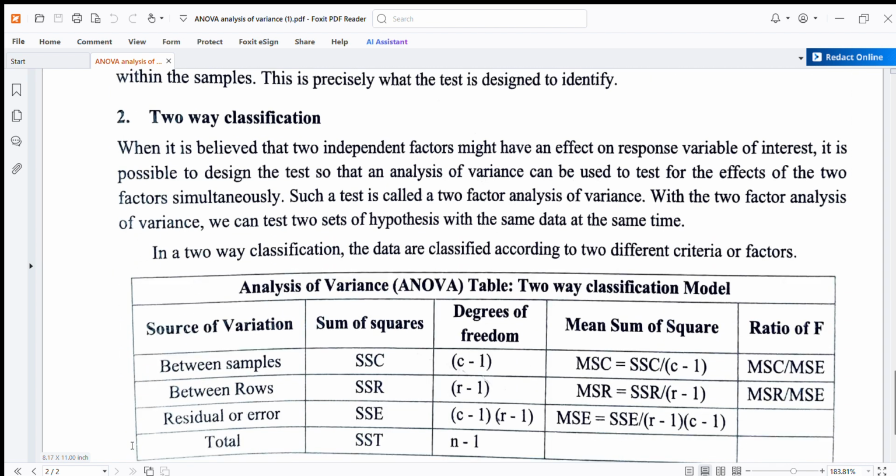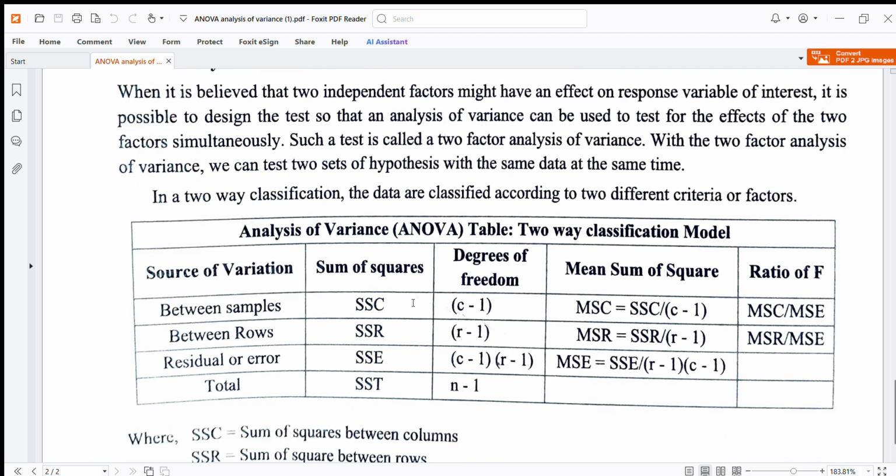Two-way classification. When it is believed that two independent factors might have an effect on the response variable of interest, it is possible to design the test so that an analysis of variance can be used to test for the effect of the two factors simultaneously. Such a test is called two-factor analysis of variance. Within it, we can test two sets of hypotheses with the same data at the same time. In two-way classification, data are classified according to two different criteria or factors.